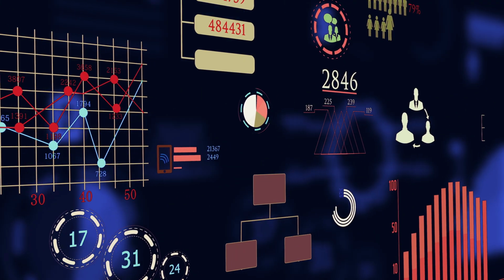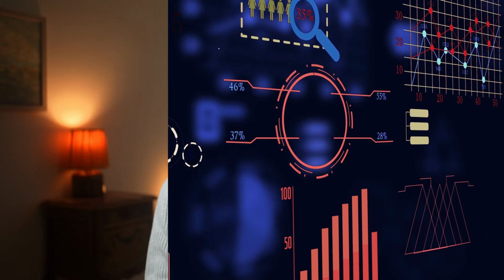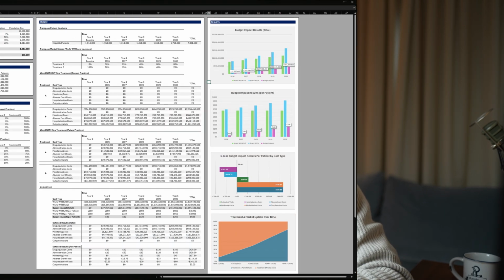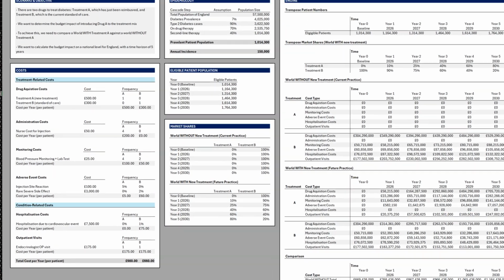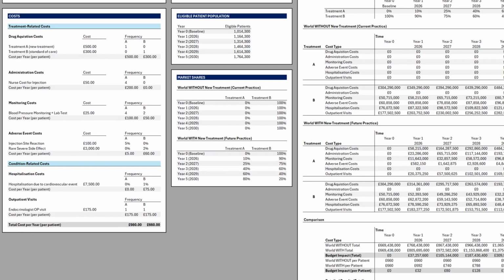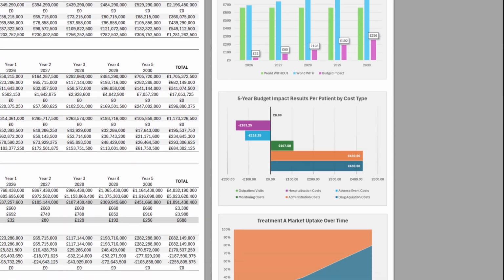I've built several budget impact models myself that have been used with various payers around the world, which is why I can tell you with confidence that they're not at all complicated to put together. With very little effort, you can create a budget impact model like the one on screen, allowing you to derive costs, epidemiology, and market shares to build a model engine which provides interesting budget impact results.